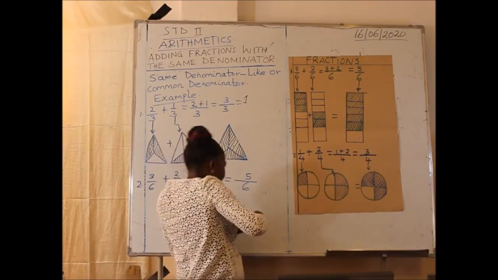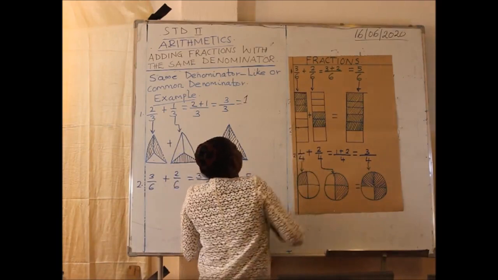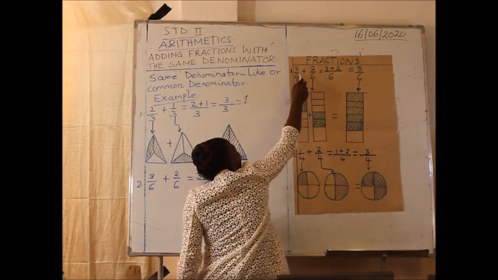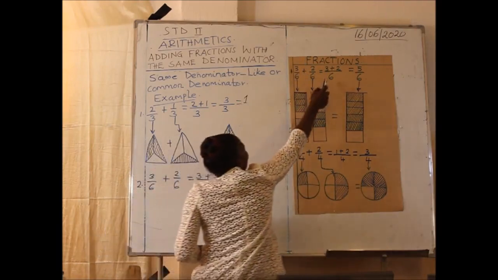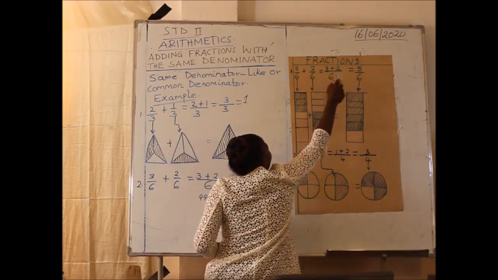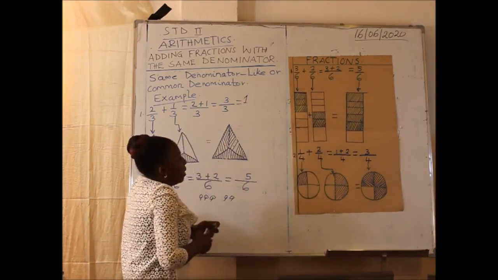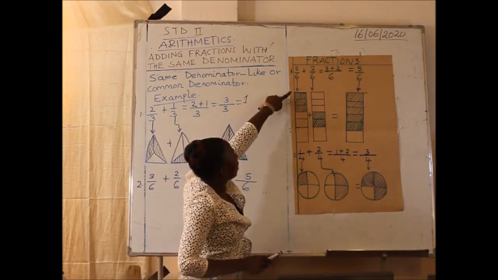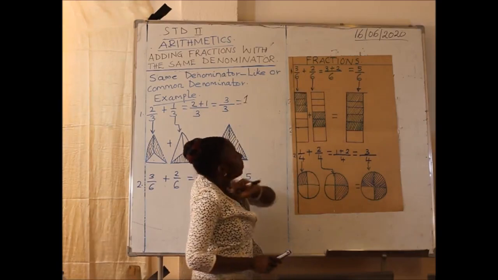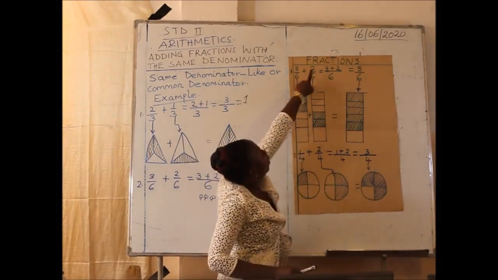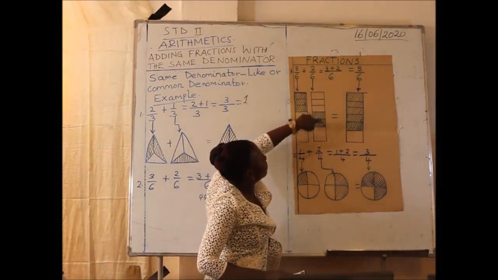You see that I have 3 over 6 plus 2 over 6, like this one, equals to 3 plus 2 over 6. Means that the 3 parts we are talking about are this one, 1, 2, 3, presented by the top number, and 2 presented by these 2 shaded parts.